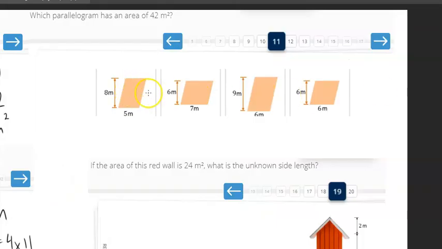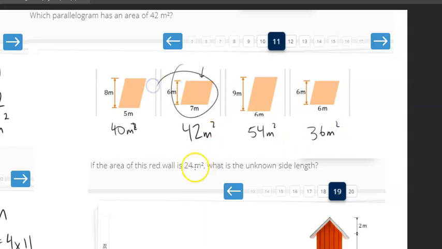Now, which parallelogram has an area of 42 squared meters? We're looking for one of these 4 that, when you do the base times the height, will give us 42. So 8 times 5 will give us 40, so it can't be this one. 6 times 7 is 42, so this could be the one, and I'll just double check. 9 times 6 is 54, and 6 times 6 is 36. So this one here has to be our answer.